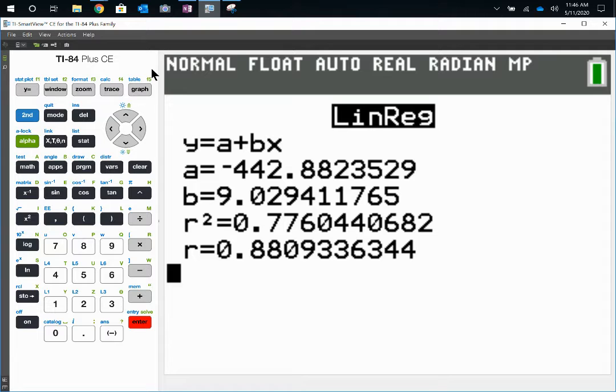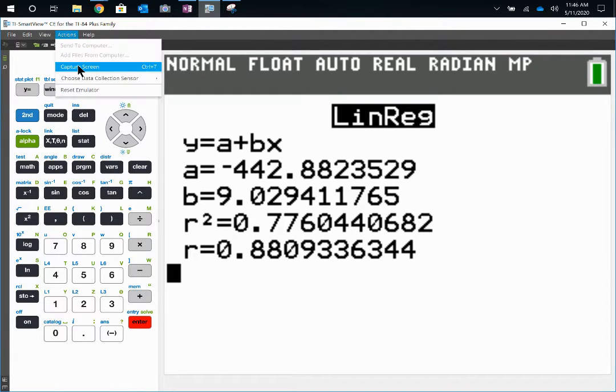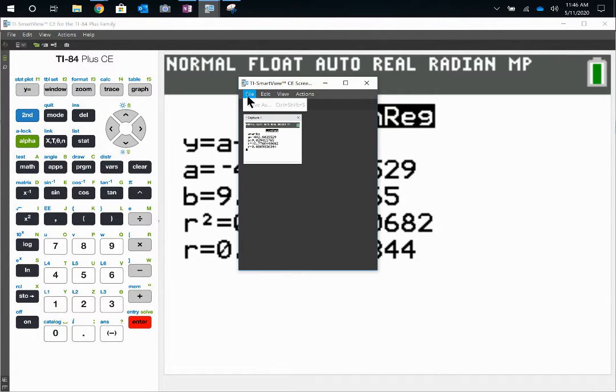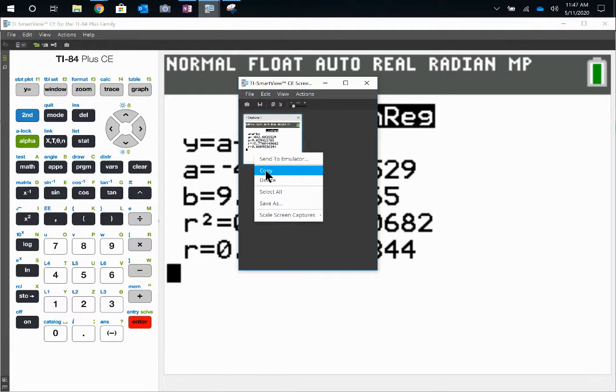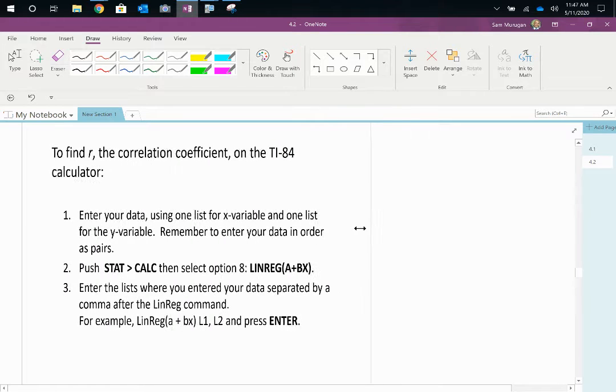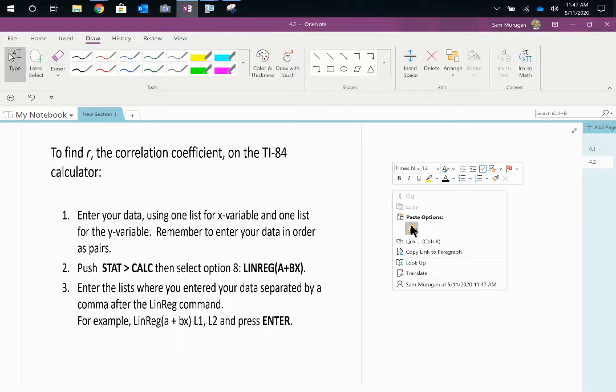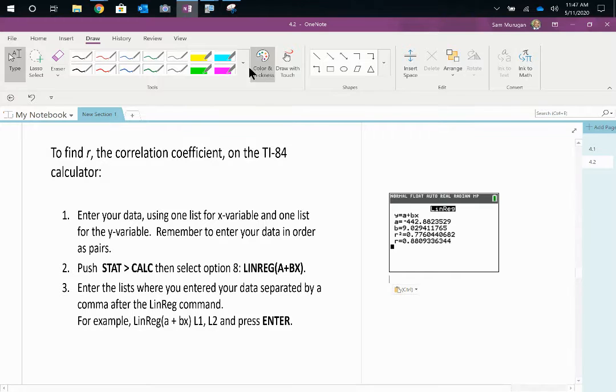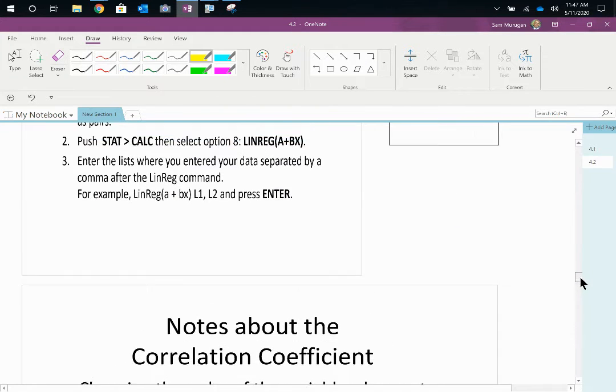Okay, and this is the screen that you will see. I'm going to copy it over and paste it into the notes. So notice again that the correlation coefficient is the same as if we computed it with StatCrunch. Okay. All right. Now let's go ahead and look at other stuff on this here.